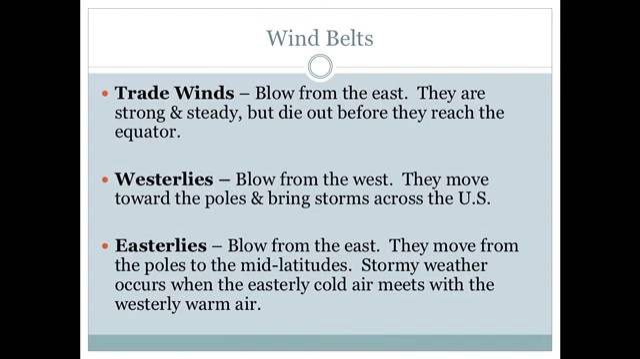Wind belts. The first wind that we're going to talk about is trade winds. They blow from the east. So they come directly from the east and go west. They are strong and steady but die out before they reach the equator.